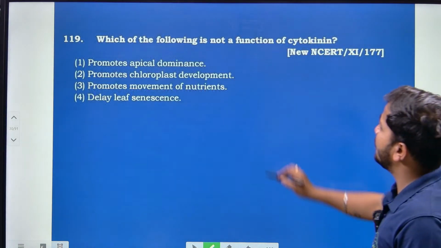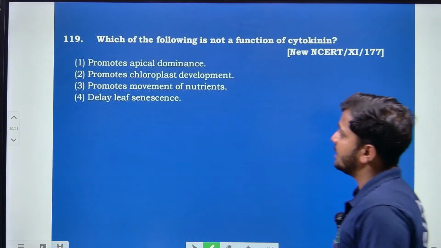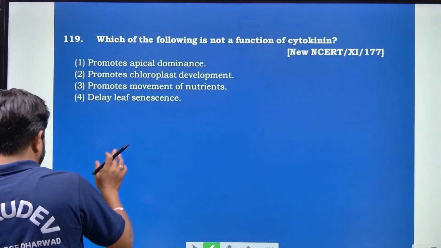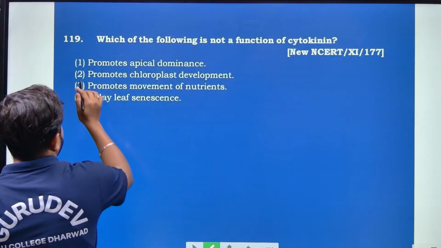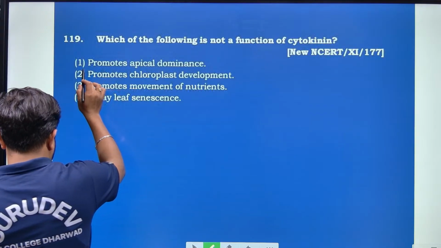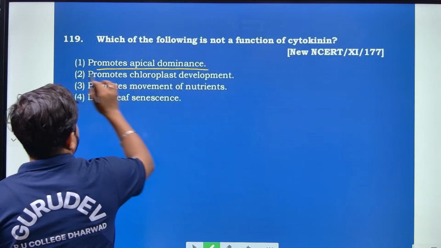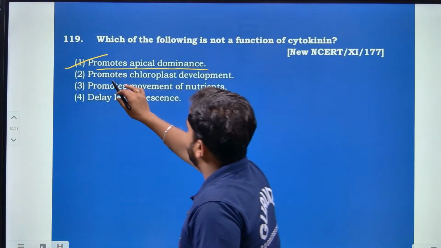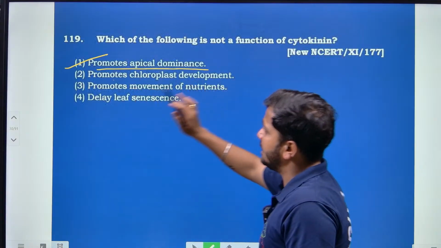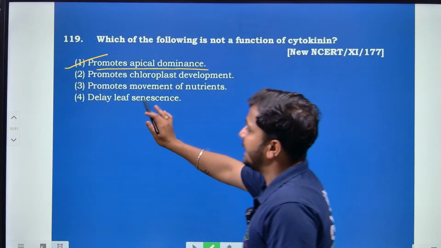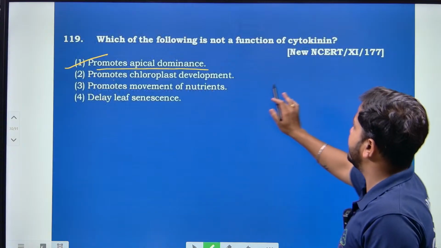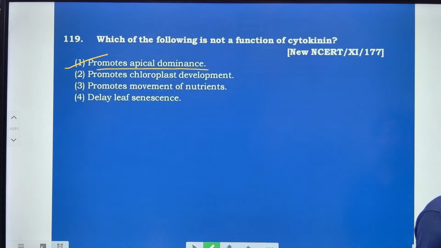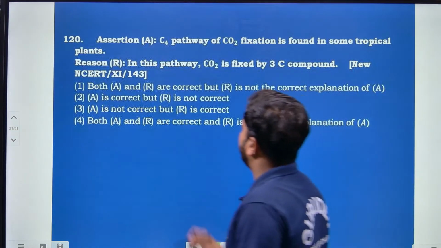Then which of the following is not a function of cytokinin? Cytokinin, these are direct type of questions. So which is not a function of cytokinin here? It is that it promotes apical dominance, right? So this is actually not a function of cytokinin. It promotes chloroplast development, it promotes the movement of nutrients and delays leaf senescence, that can be seen, but promoting apical dominance is not a function. Mainly auxins play a very important role there.